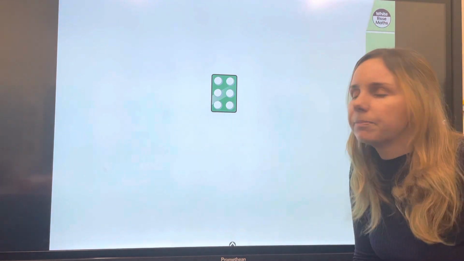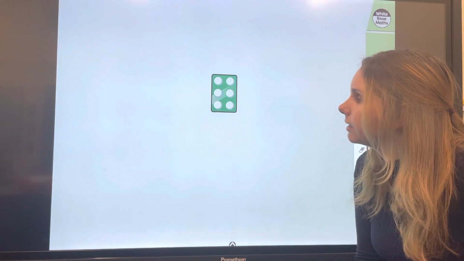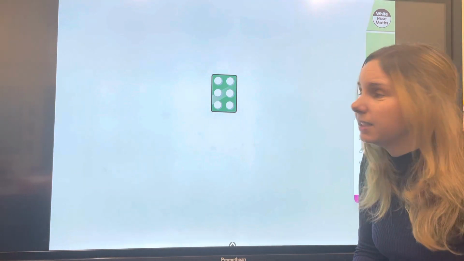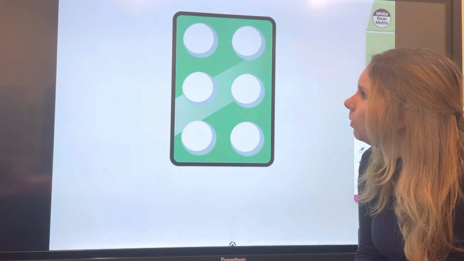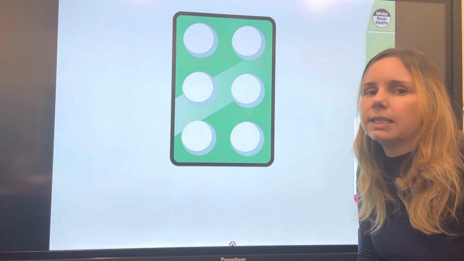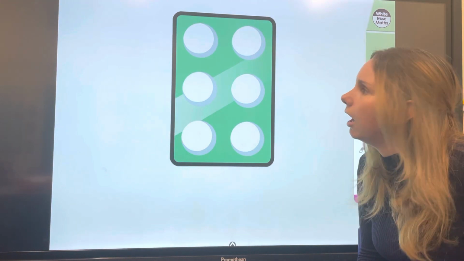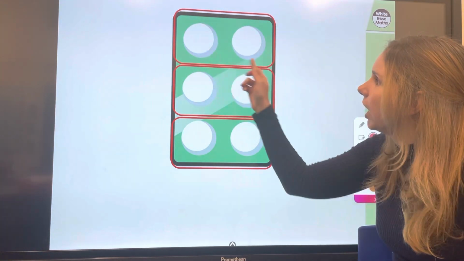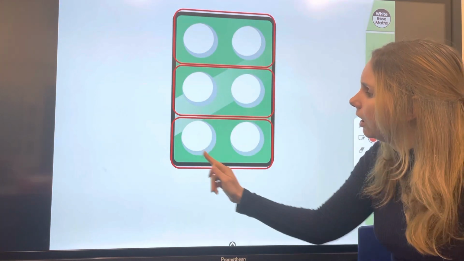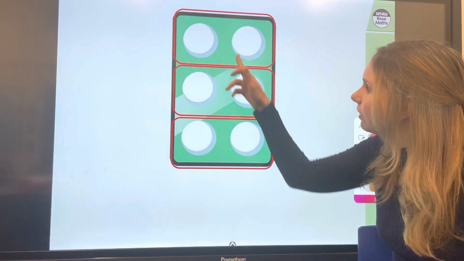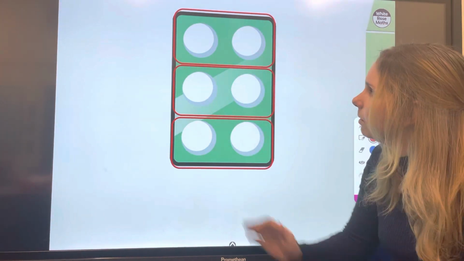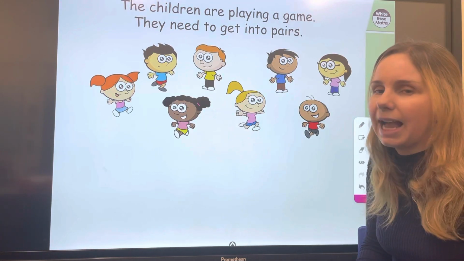What number is that? I can see straight away that is number 6, and I can see that because I've got 3 and 3 there, and I know double 3 is 6. What do you know about the number 6? Is it odd or even? Hopefully you've said even. I know it's even because it can be shared into groups of 2, okay? I have 3 groups of 2, and in each group I have the same. I could also share going down.